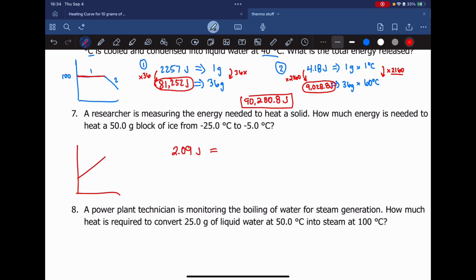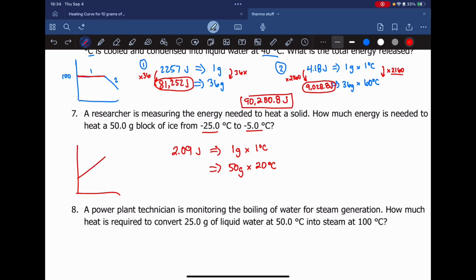2.09 joules is the amount of energy required to raise the temperature of 1 gram of ice by 1 degree Celsius. I don't have 1 gram of ice, I have 50 grams of ice, and I'm not heating it by 1 degree Celsius, but rather 20, going from negative 25 up to 5. That is a difference of 20 degrees Celsius. That's how much I am raising it by. Remember what this one means, right? It's not the temperature, it's how much you're changing the temperature by. So that's why this is a 20 and not a negative 5. It's also not a negative 25 or a negative 30 or anything crazy like that. It is the temperature change. We go up by 20, therefore there's a 20 there.